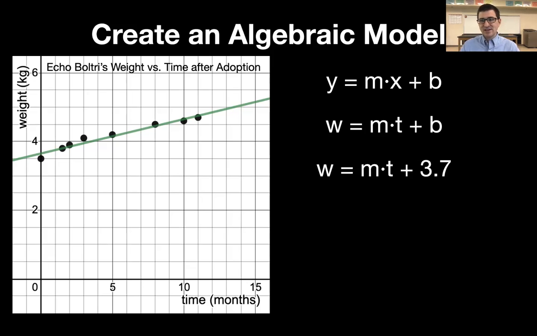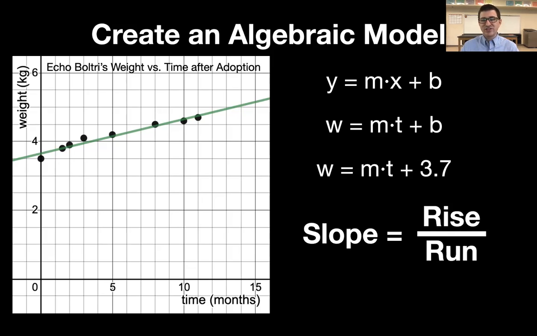And then the next thing is going to be to calculate the slope. I'm hoping you remember from algebra that slope is rise over run, which is the change in the vertical variable divided by the change in the horizontal variable. So in order to figure that out, we need to choose 2 points, calculate the change in weight, and then divide it by the change in time, the rise divided by the run.